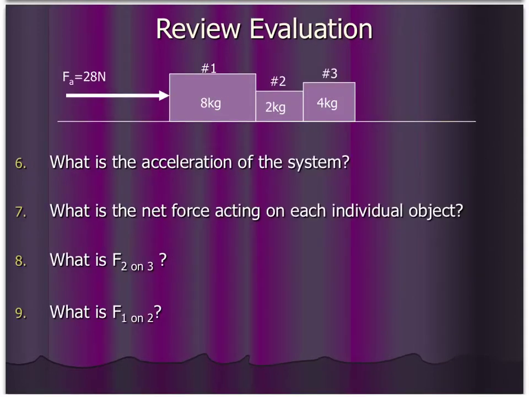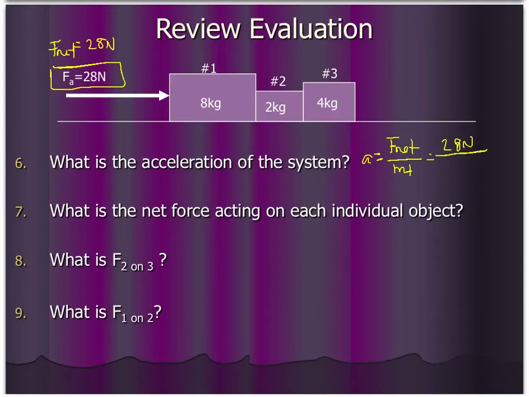Okay, in this system, we know that the only external force acting on the system is this applied force of 28 newtons. And so that tells me that that's my F net on the system. Now, that F net is going to be what causes this system to accelerate. And so I can solve for my acceleration of the system by taking that F net and dividing it by the total mass of the system. So in this case, 28 newtons divided by my total mass of my 3 blocks, so 8 plus 2 plus 4 gives me 14 kilograms. That's going to leave me with an acceleration of 2 meters per second squared.